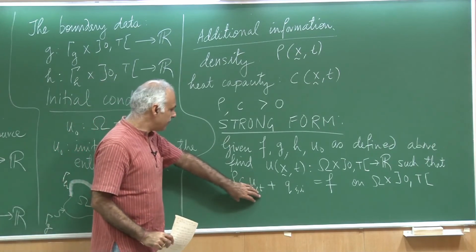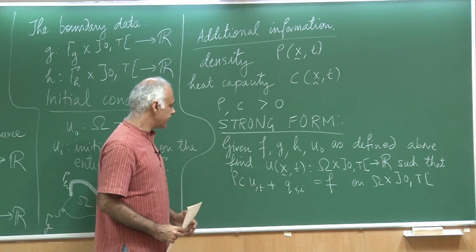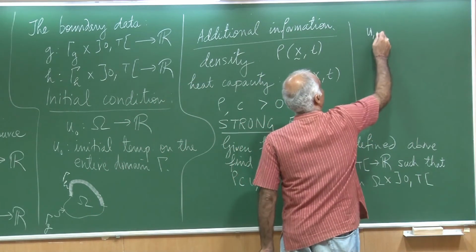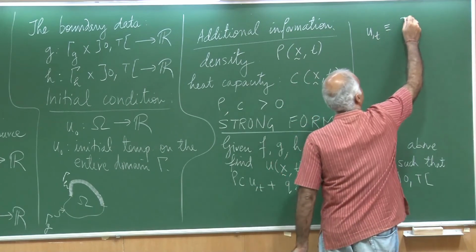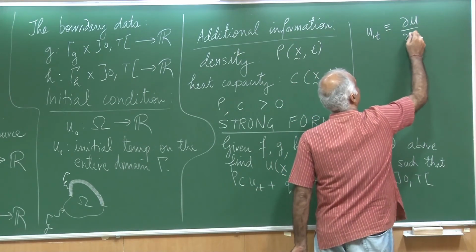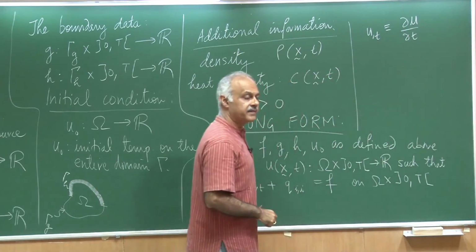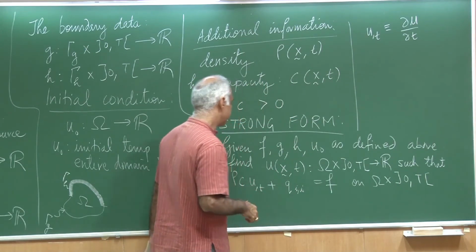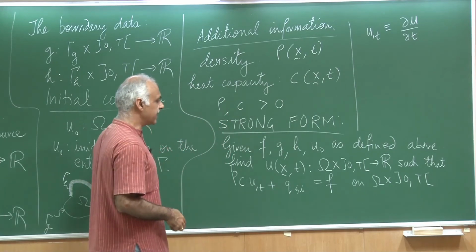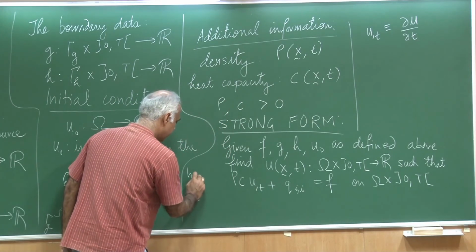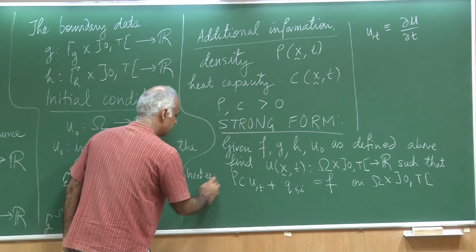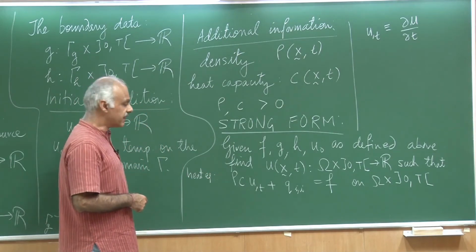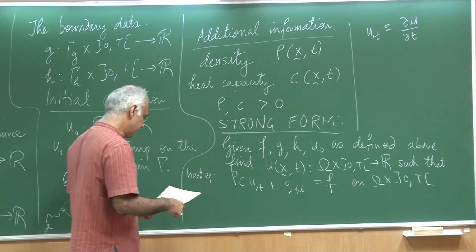So, this is the time dependent term. u comma t, let me write it down for you, is actually the partial derivative of u with time. It is very similar to u comma x and u comma y. So, that is the heat equation, and now along with it there are boundary conditions, the g type and the h type.